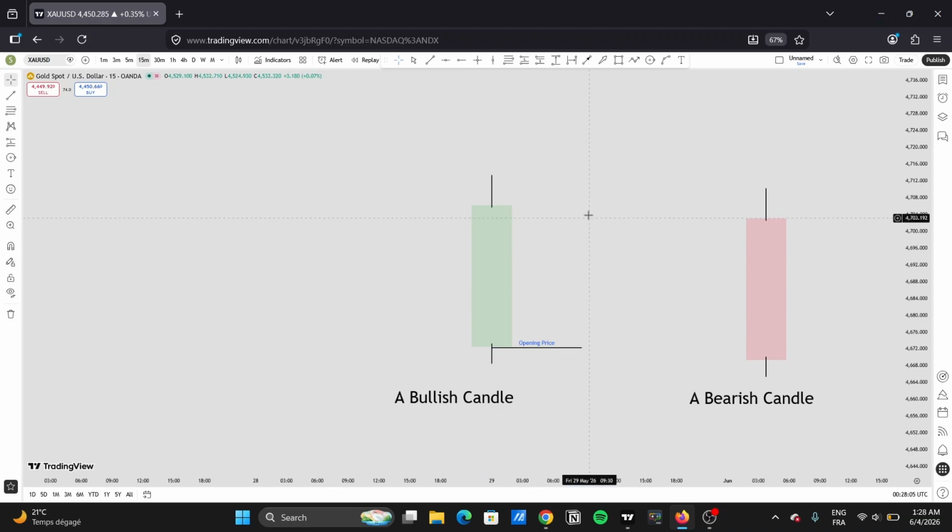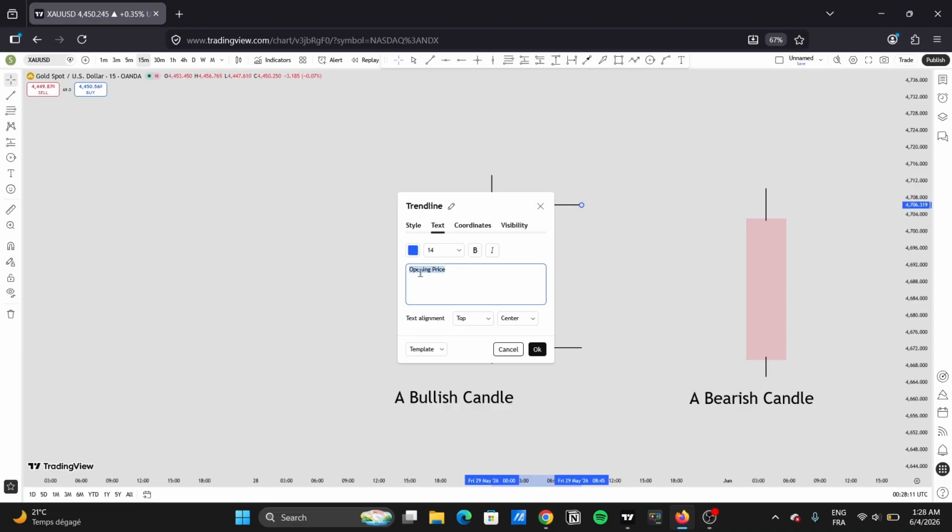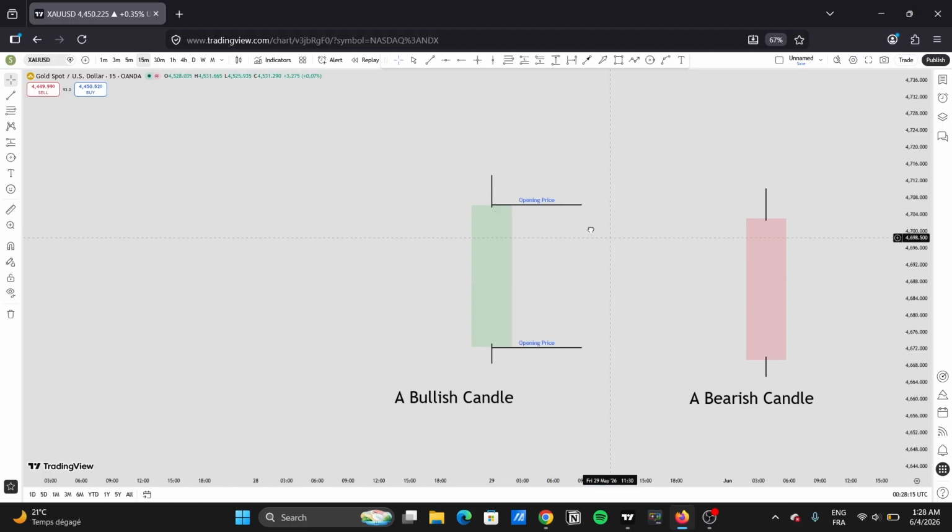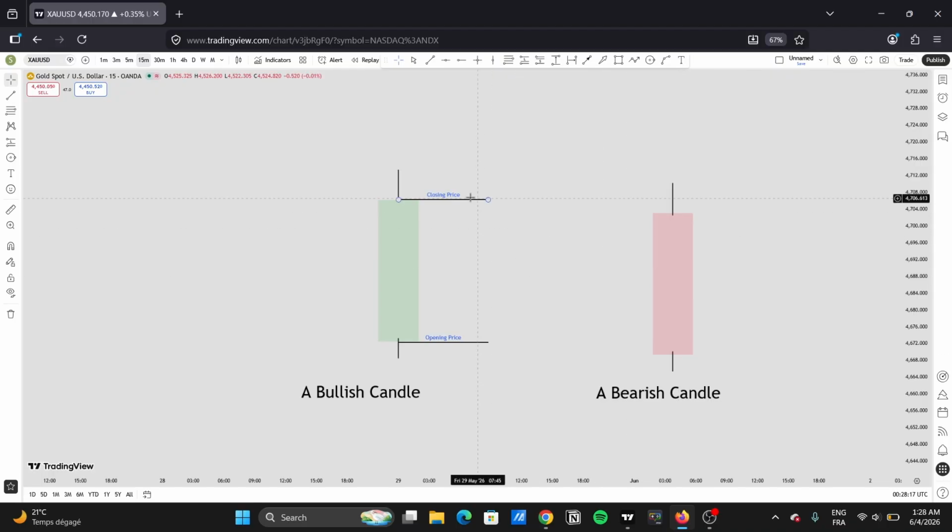And this one, wait, this one is easily, we call it the closing price. On the bearish candle, it's a different thing. It's the opposite. Wait, let me show you. So basically, in a bearish candle, this is the closing price, and this is the opening price. How do we know this?